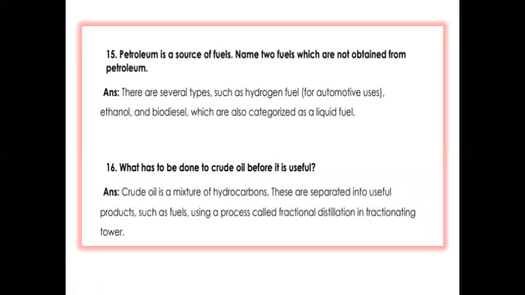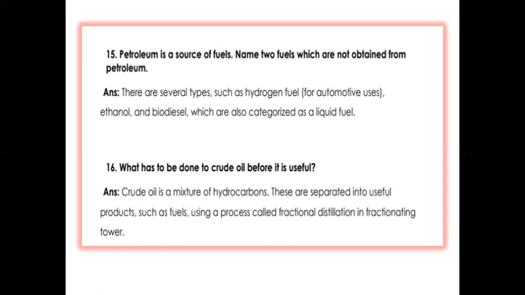Question number 15, petroleum is a source of fuel. Yes, it is clear. Petroleum we use for running our automobiles, even in industries. We use petroleum for various purposes. So petroleum is a source of fuel. Name two fuels which are not obtained from petroleum. What are those two fuels which are not obtained from petroleum?